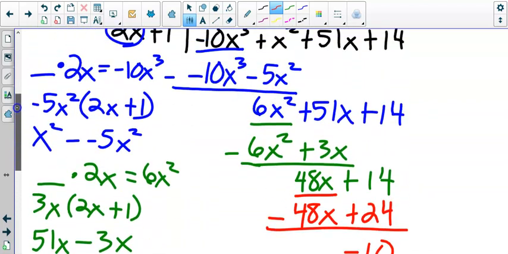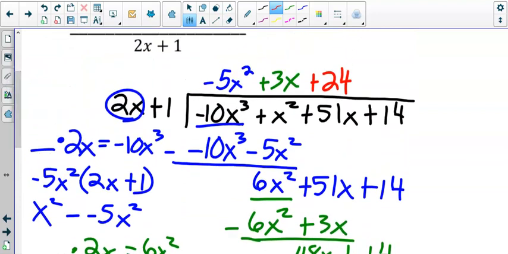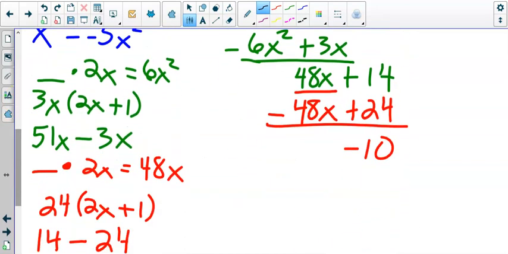Because in the one blank, it'll say, what is the quotient? And that's everything that's up here. So this guy right there, that is the quotient. Negative 5x squared plus 3x plus 24. And then in the second blank, it says, what is the remainder? That's the negative 10.